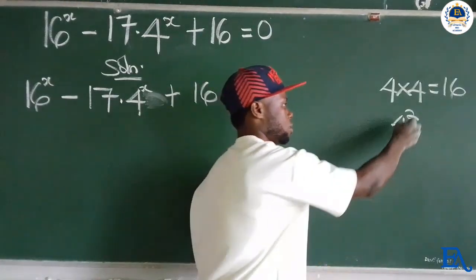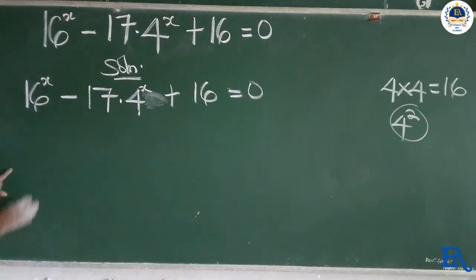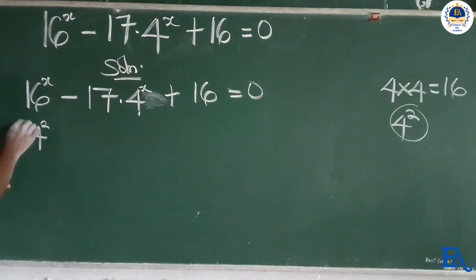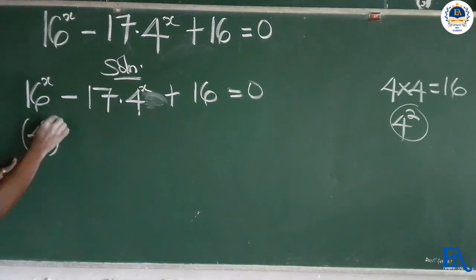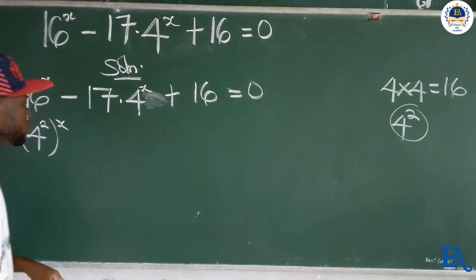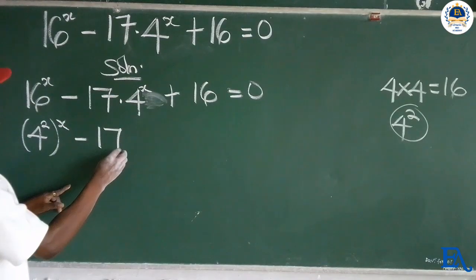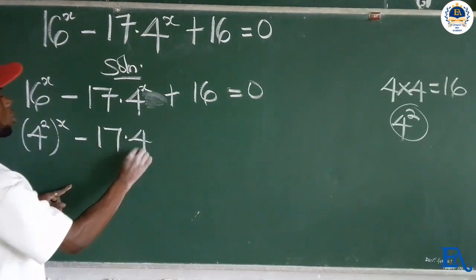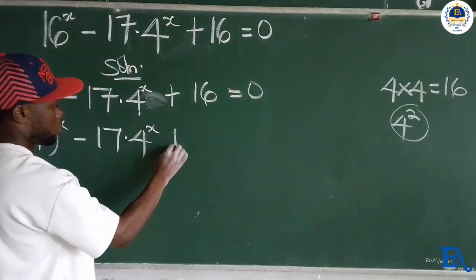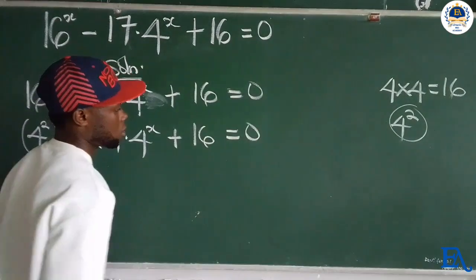Let's bring this over to this. We have 4 raised to the power of 2, raised to the power of x, minus 17 times 4 raised to the power of x plus 16. This yields 0.